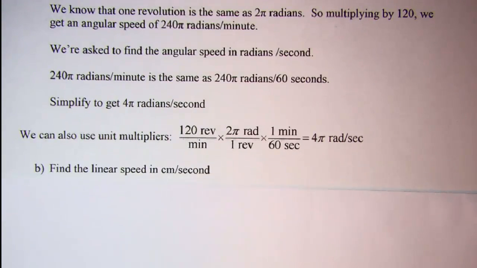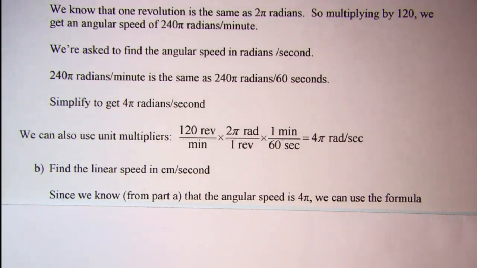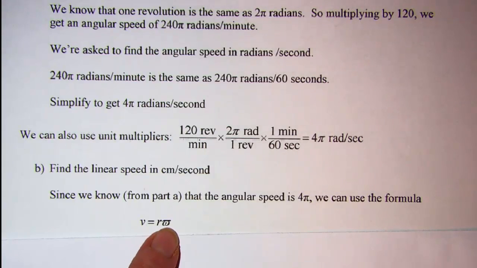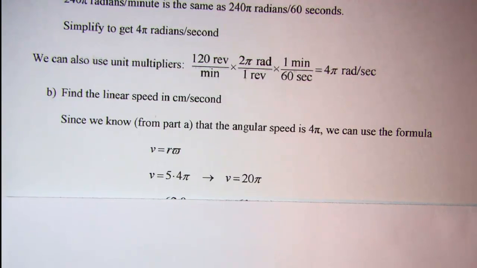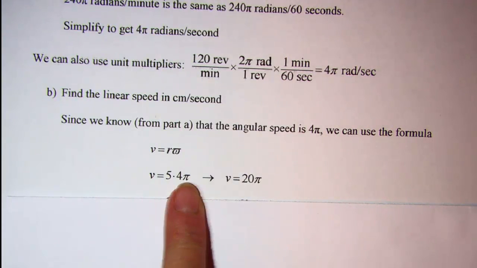Now the next thing we're asked to do is to find the linear speed in centimeters per second. Well, since we know from part A that the angular speed is 4 pi, then we can use the formula velocity equals radius times angular speed. That's what omega is right here. Our radius is 5 centimeters and our angular speed is 4 pi. So we have our velocity is 20 pi.